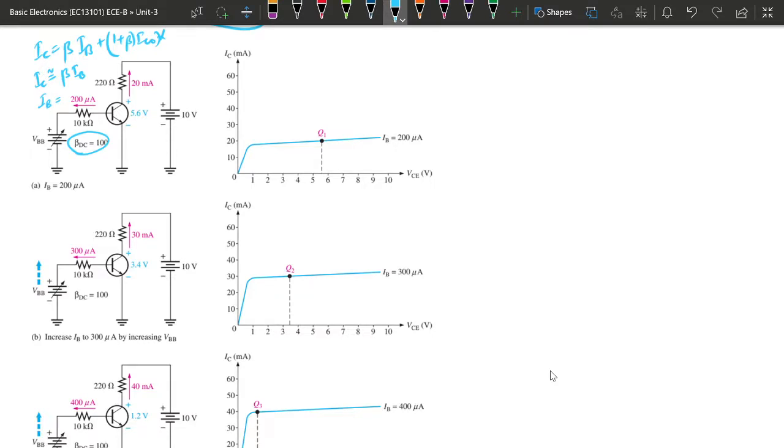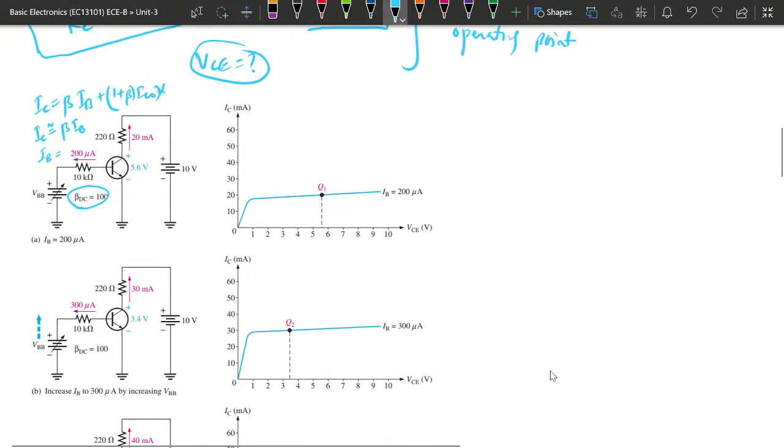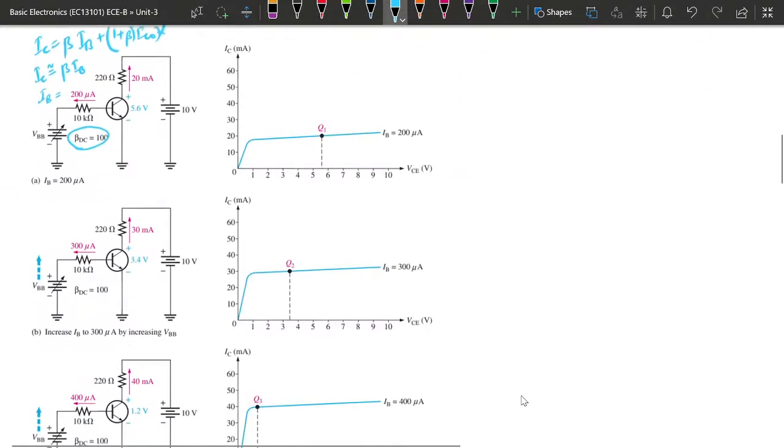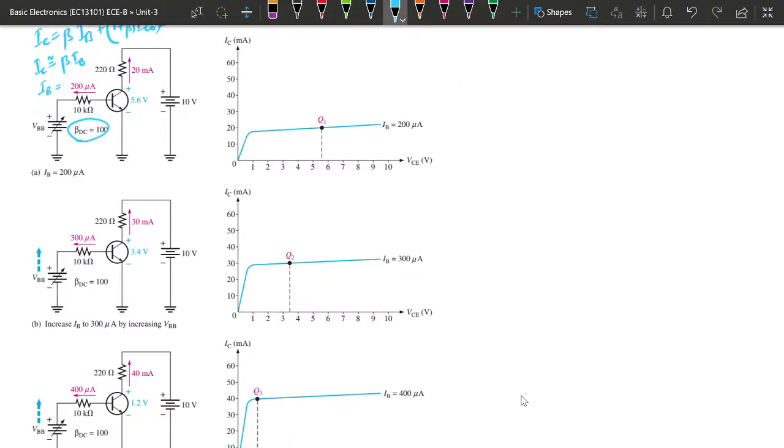So once we have 20 milliampere, by using the KVL at the output side we can get the value of VCE. We have just seen above, we can get the value of VCE by putting the value of IC here. Once we know the IC we can put it here, and VCC we know is 10, RC we know is 220 ohm, and from there we can get VCE. So IC is 20 milliampere and VCE is equal to 5.6. So this 5.6 and this 20 will give the operating point.